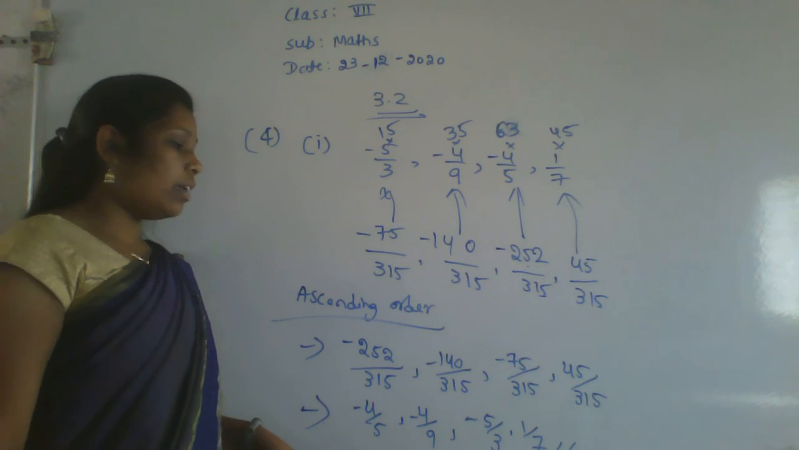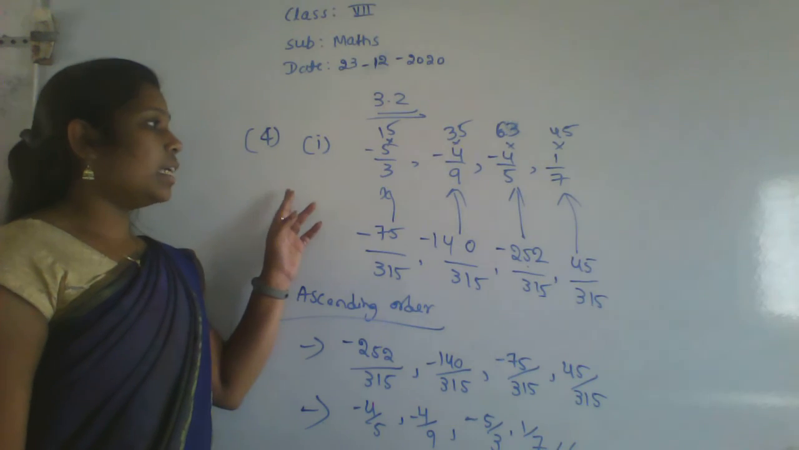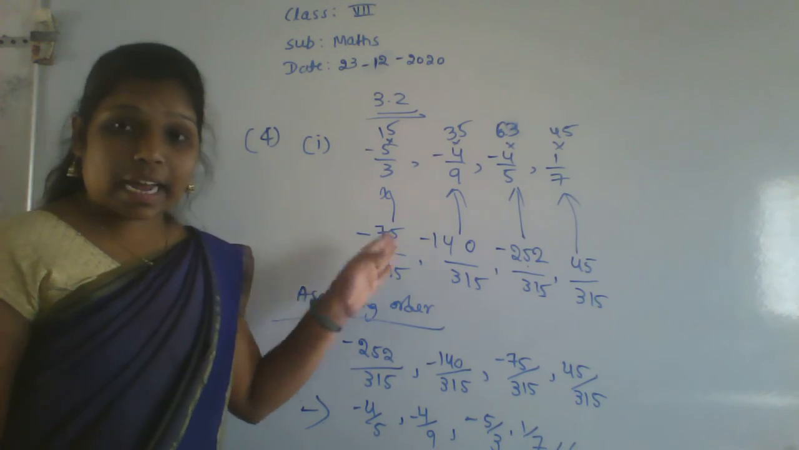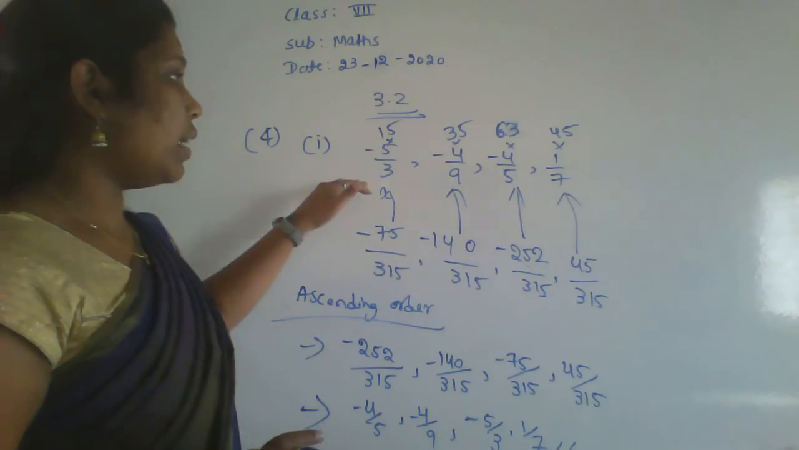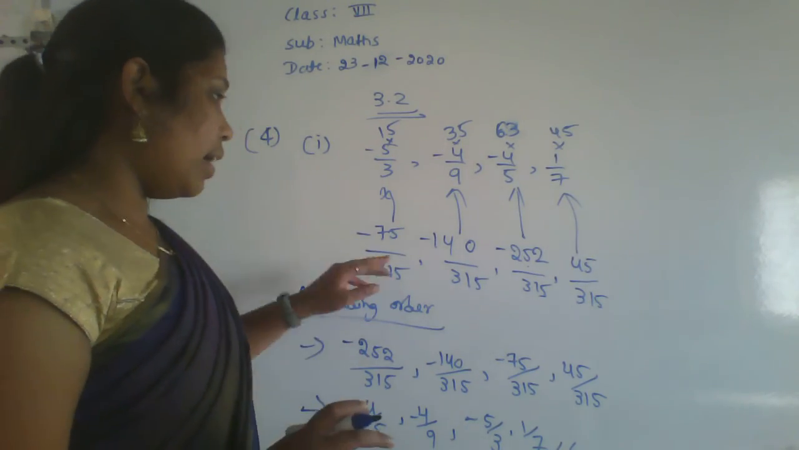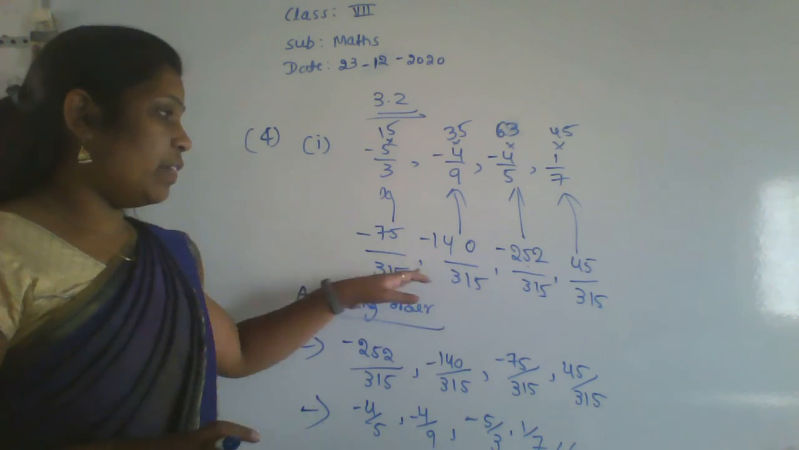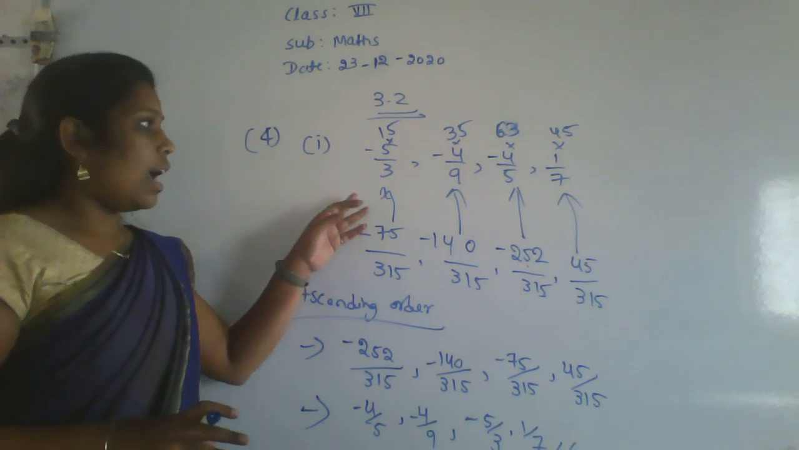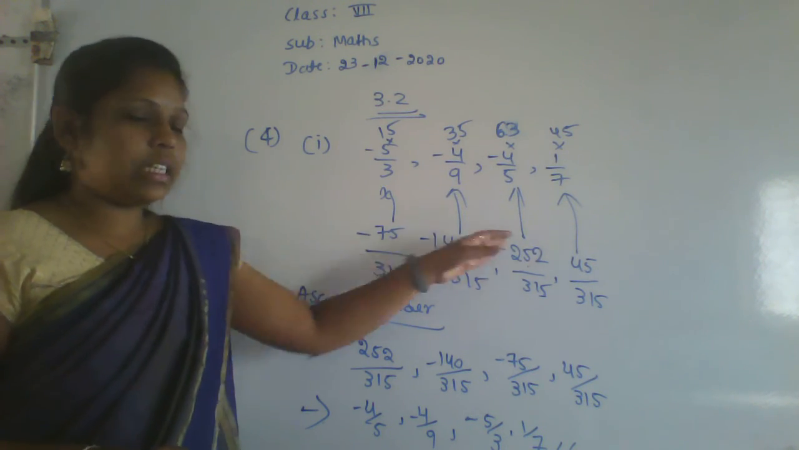Ascending order is nothing but the smallest to biggest number we have to write here. And what they given here? They given us some rational numbers. We have to take the LCM of all the denominators and then make the denominator value that LCM, 315, 315 like that, and multiply the numerator. Okay, so you will get these values.